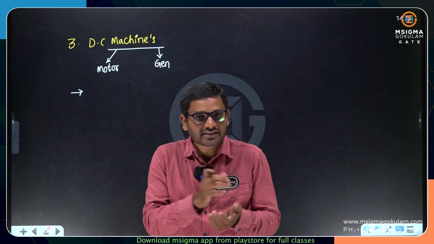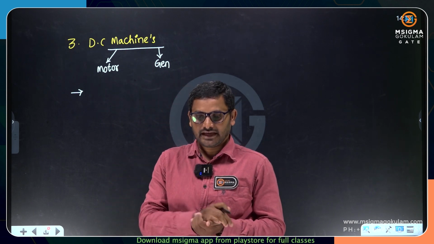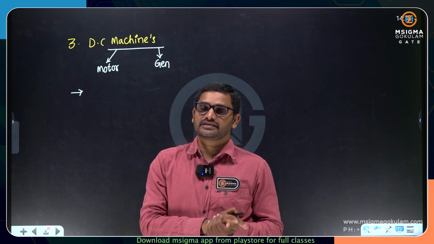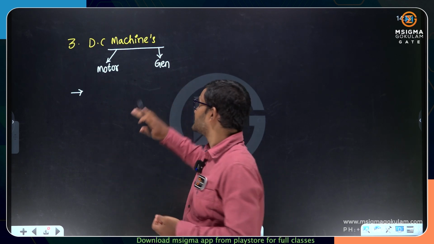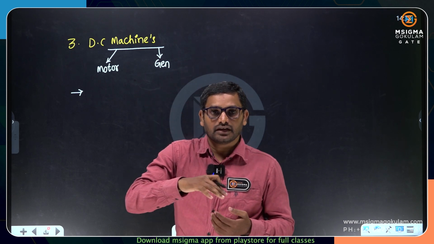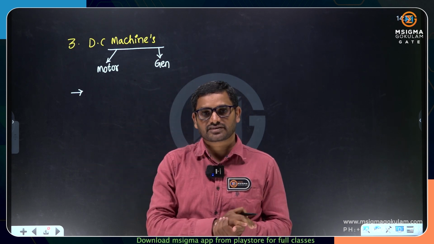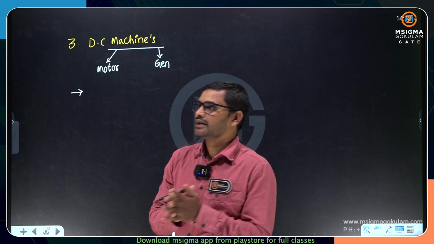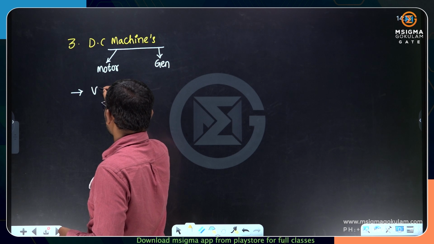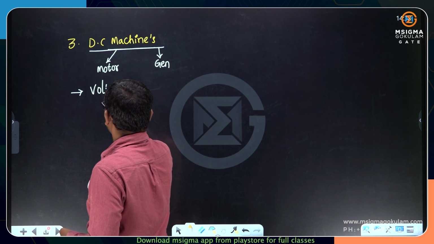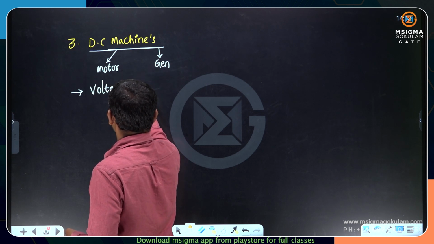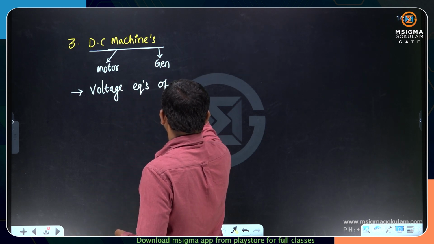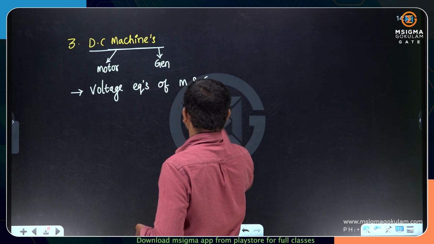about EMF equation questions. Okay, it's like back EMF is equal to supply voltage minus armature resistance drop, or otherwise generated EMF is equal to terminal voltage plus armature resistance drop. The EMF equation questions. Okay, so voltage equations of motor and generator.